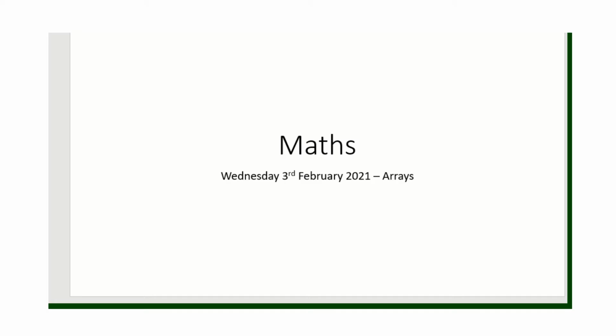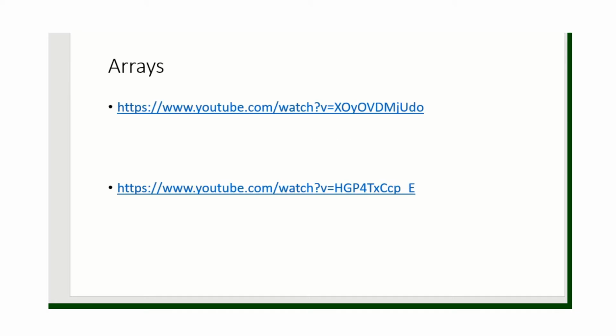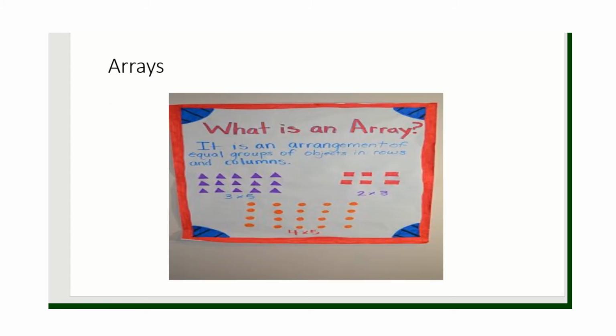Today we're looking at arrays again, okay? And we know that arrays can be in rows and they can be in columns, and we can write that multiplication from arrays two ways. Now then, there are two YouTube clips that you can have a look at if you want about how to make and how to do arrays, but I have some images also.